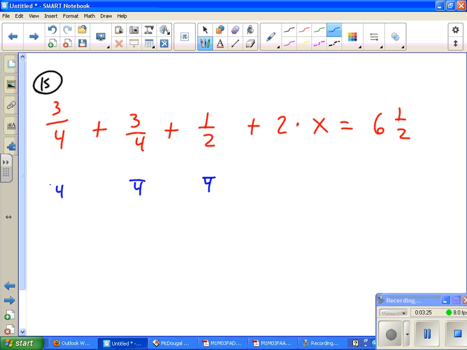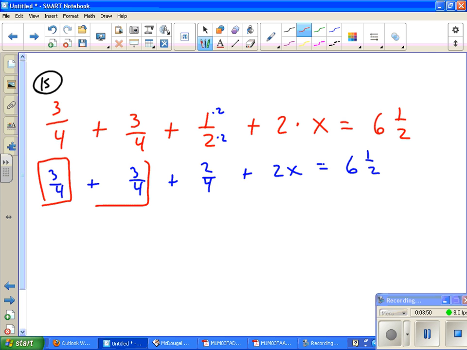We only have to do one thing. 3/4 stays the same. The next 3/4 stays the same. In order to make 2 become 4, you have to multiply it by 2. So you got to multiply the top of the fraction by 2 as well. So 1 times 2 is 2. Plus 2 times x is 2x, equals, we'll leave this as a decimal for right now, 6.5. We can put our fractions together, especially now since they have the same denominator. We'll keep it the same, 4, and then we'll add 3 plus 3 and get 6, and then add 2 more to it and get 8. So now we have 8 over 4 plus 2x equals 6.5.